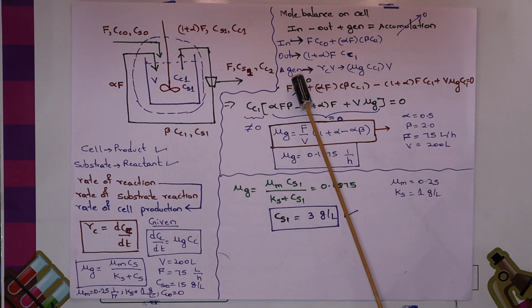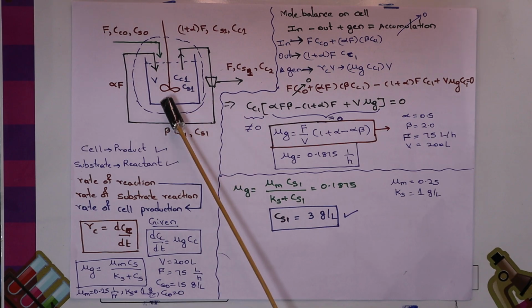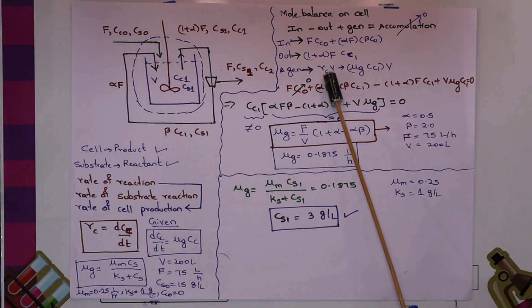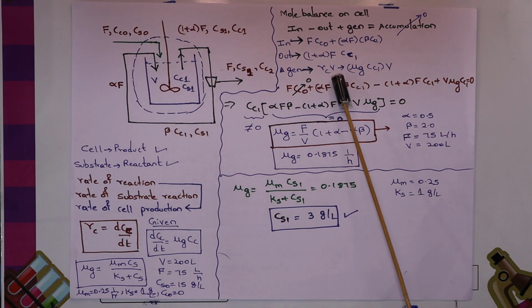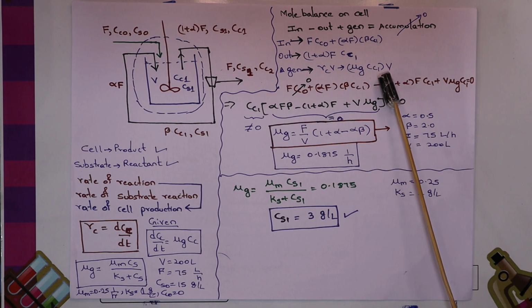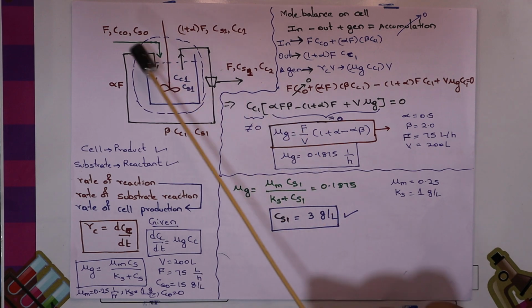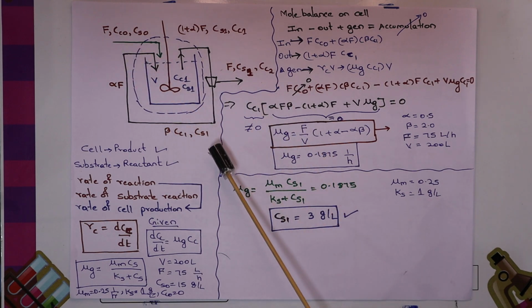What is the generation? I know inlet, I know exit. How many cells are getting formed in the reactor is nothing but the rate of reaction of the cells times the volume of the reactor. I know the rate of reaction of the cells, which is Rc into V. Rc is nothing but mu g into Cc1. Why do you have to take Cc1? Because the concentration of the cells in the reactor is Cc1, times V. F is the flow rate here.